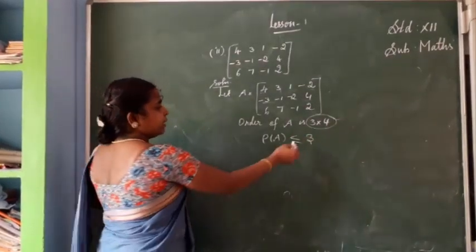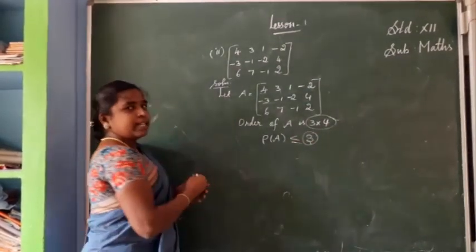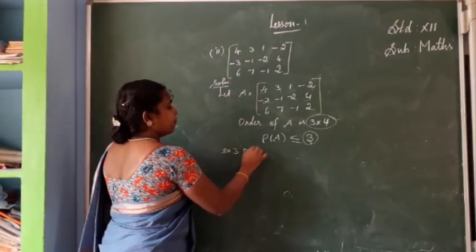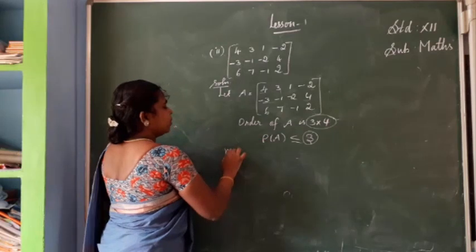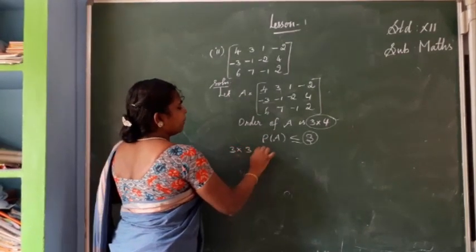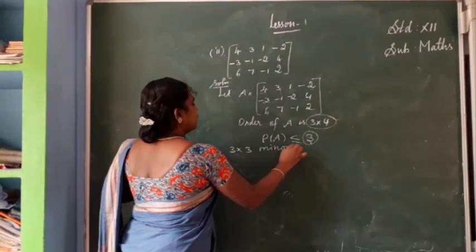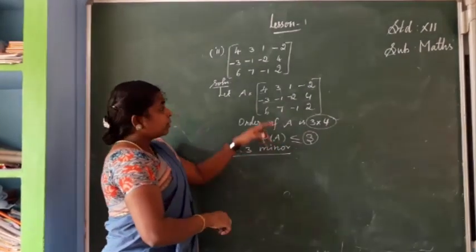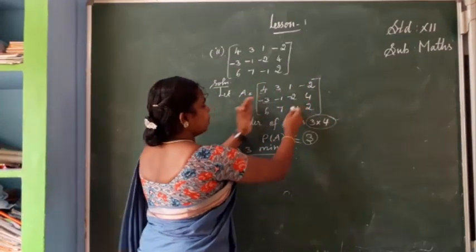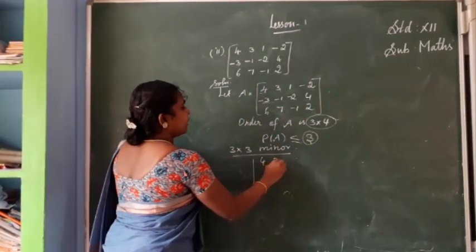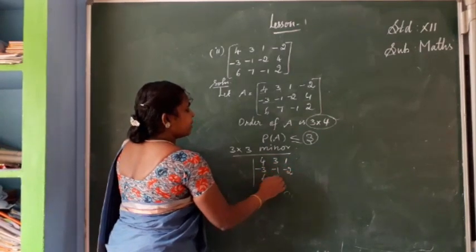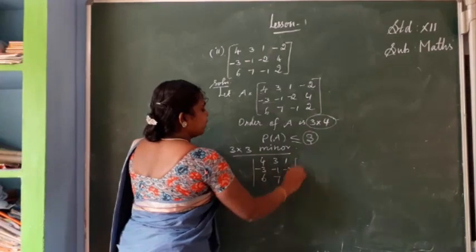Okay, next here 3 is written. So what do you want to do? Next 3 by 3 minor. First you take the first 3 rows, 3 columns. So the determinant 4, 3, 1, minus 3, minus 1, minus 2, 6, 7, minus 1 equal to.